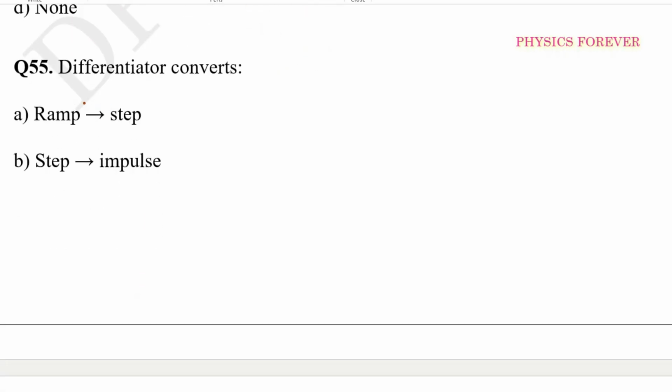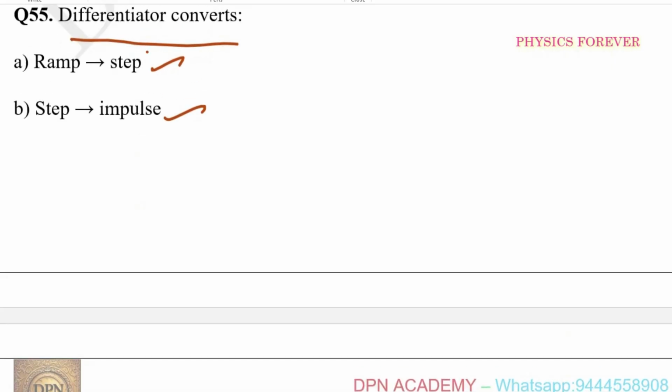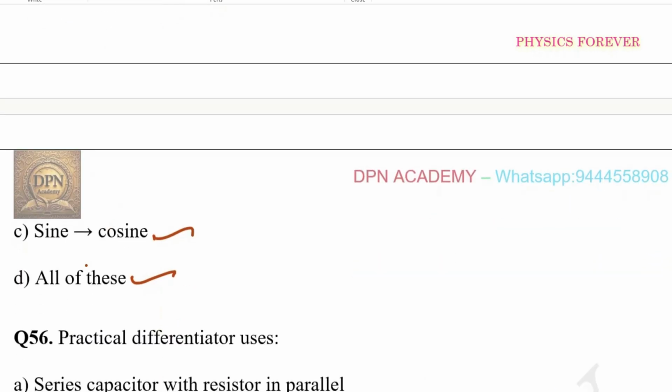The differentiator converts ramp to step, and step to impulse. Then sine, cosine, and all of those. These are the various conversions. Questions like this are very likely to come, and ramp is definitely an important key point. So ramp to step, step to impulse, then sine to cosine.